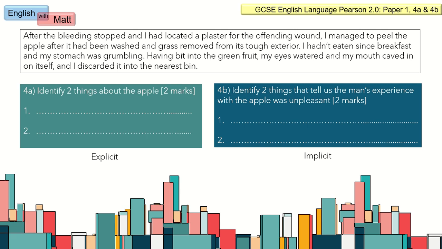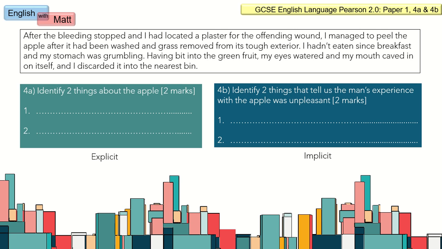So in order to answer 4A, you need to write down 2 facts that you learn about the apple, 2 things that you're told explicitly. For 4B, using that same extract, you're identifying 2 things that tell us that the man's experience with this fruit was unpleasant. So 2 things that we're told that would suggest that this experience with the apple has not been entirely pleasant for this gentleman.